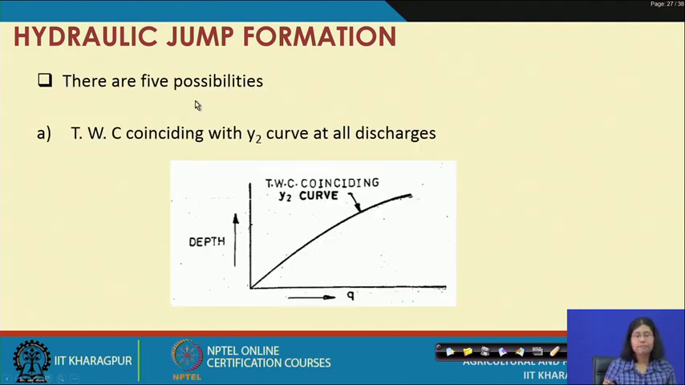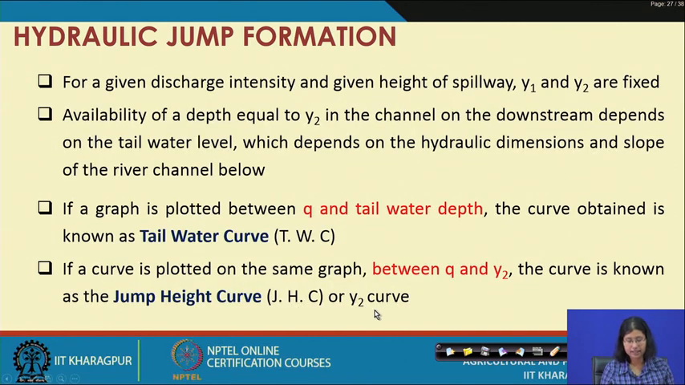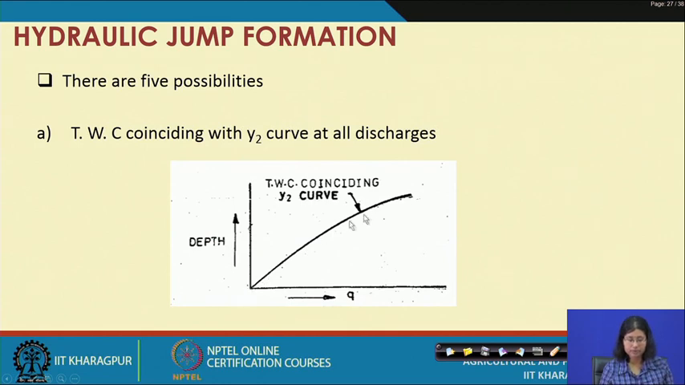So, there are 5 possibilities in this case. The TWC, or the tailwater curve, may coincide with the y2 curve or the JHC curve. So, this one is coinciding with this, where TWC is coinciding with JHC. This is depth and this is the discharge.